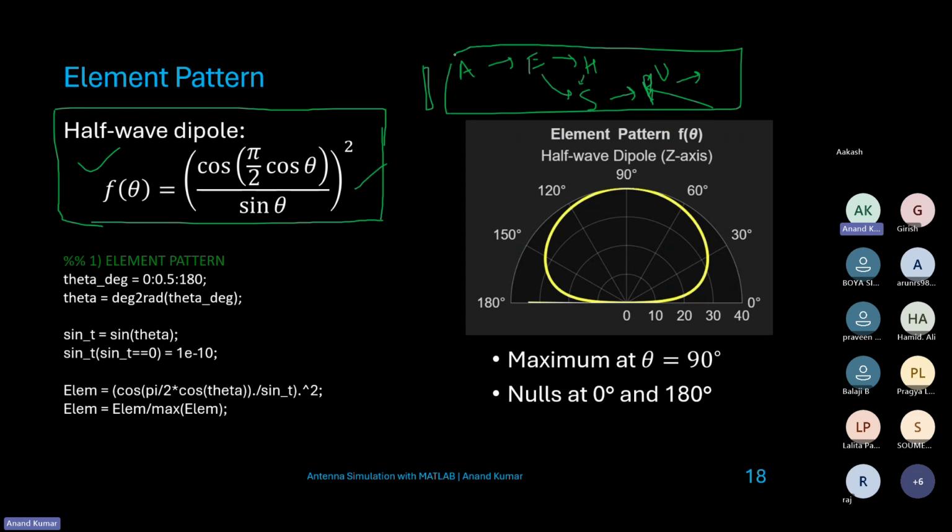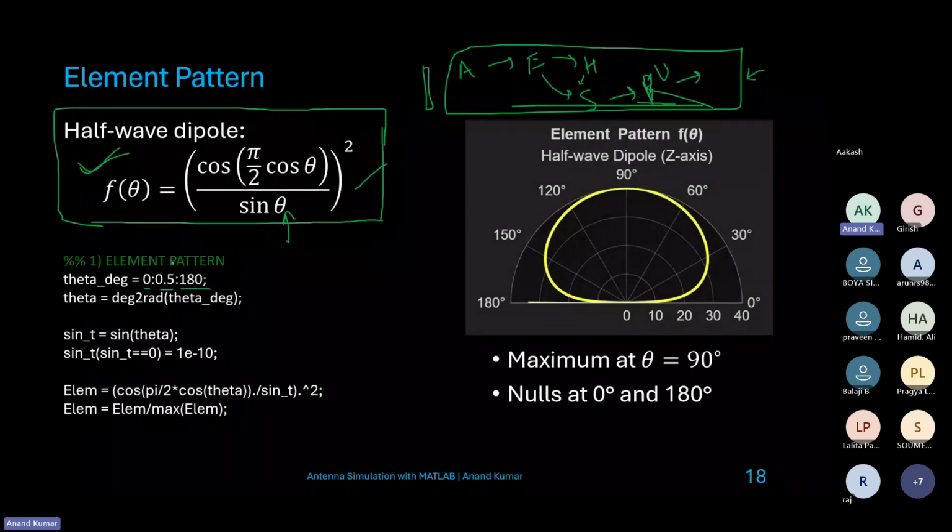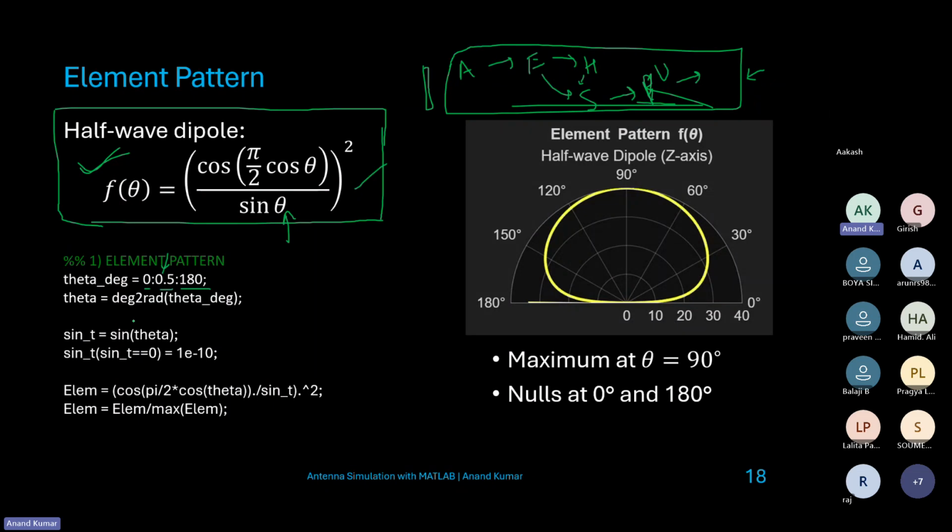I won't go into this derivation. I already have lectures on this; you can refer to the theory lectures on antennas. Once you do all this, you'll get the element pattern, which looks something like this, and you can plot it. This expression has a theta variable which you have to sweep, so you define theta from 0 to 180 with 0.5 spacing.